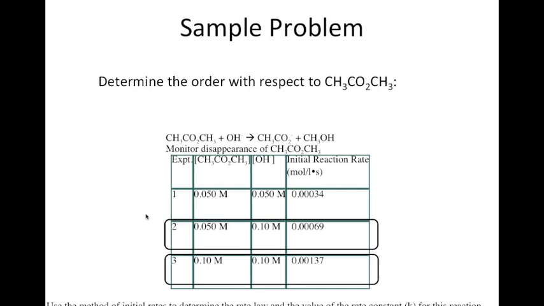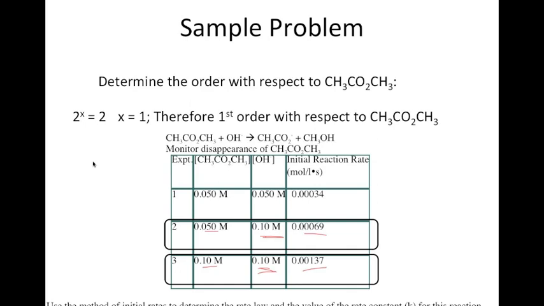So we're going to need to select two reactions where we hold the concentration of our other reactant, OH minus, constant. And you can see we do that in experiments 2 and 3, and we change the concentration of the reactant we're interested in. Here you can see the concentration of CH3CO2CH3 is doubled. So when the concentration of our reactant is doubled, the rate of this reaction doubles as well. If we compare these rates, we'll see that they double.